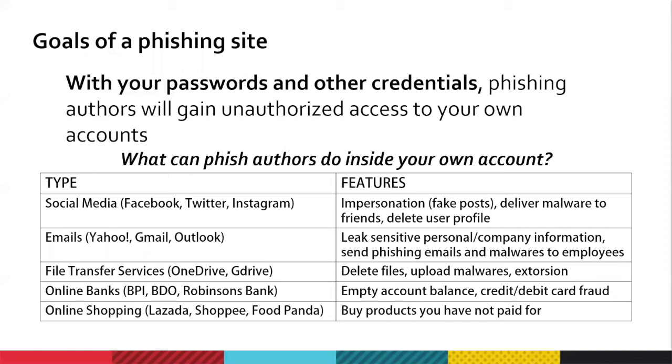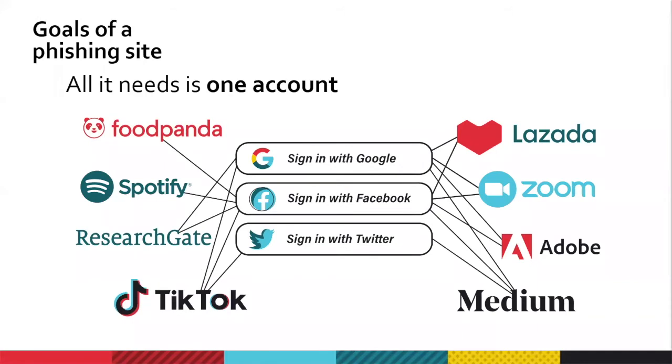So now you can see why it is actually dangerous to share these kinds of information to the public, because all it needs is one account, one email address, and one password. If you are using this kind of method in signing up, like sign in with Google, sign in with Facebook, sign in with Twitter, then the phishing author already has the ability to access multiple services within only one account, which makes phishing sites even more dangerous in this densely connected world.